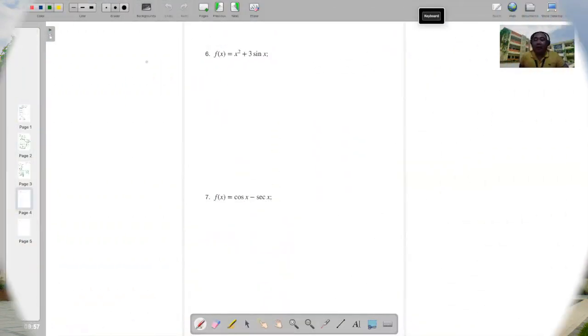Now we're going to see how to apply the differentiation rules for trigonometric functions in some of these exercises. So let's get started. We have f of x is x squared plus 3 sine x. And again, we want to use what we have learned so far.